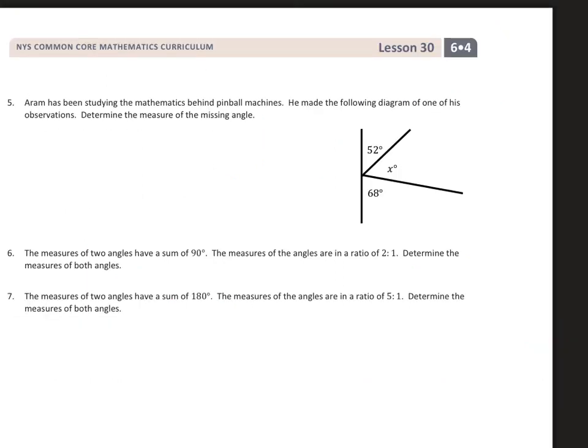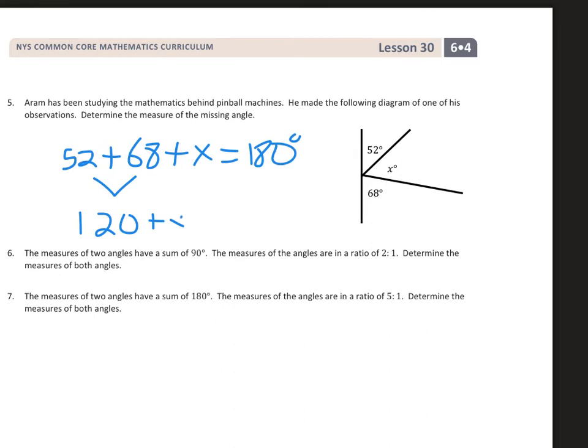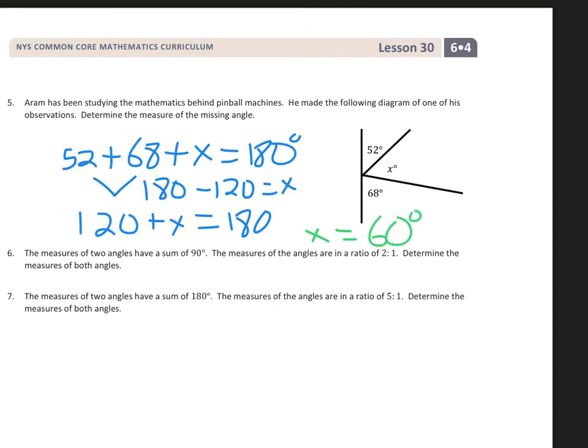For number 5, it's the exact same as the other one. We have a vertical straight line, but this still has to be 180 degrees, and we know 2 of the numbers, so we're going to do 52 plus 68 plus x has to equal 180 degrees. We're going to combine those, which is going to make 120 plus x equals 180 degrees. So 180 minus 120 equals x, and therefore x equals 60 degrees.